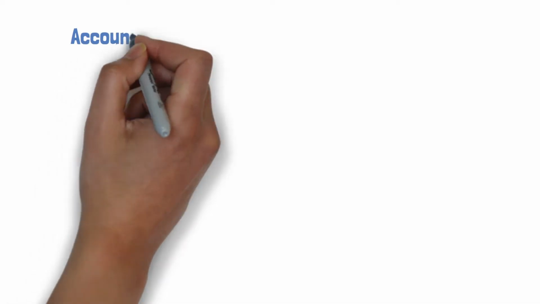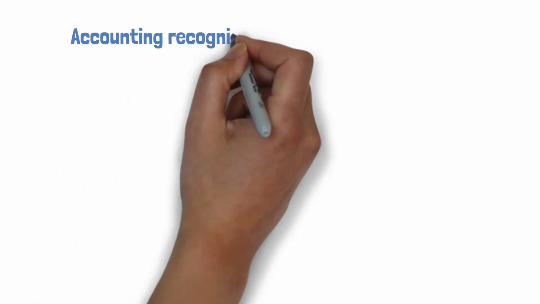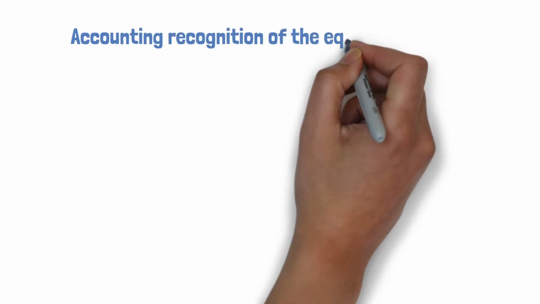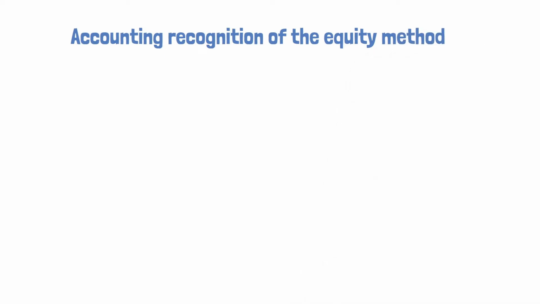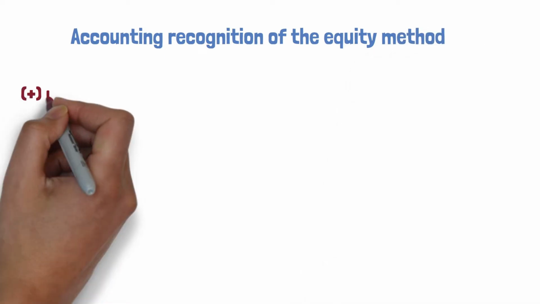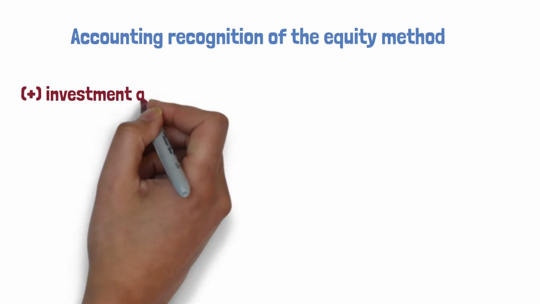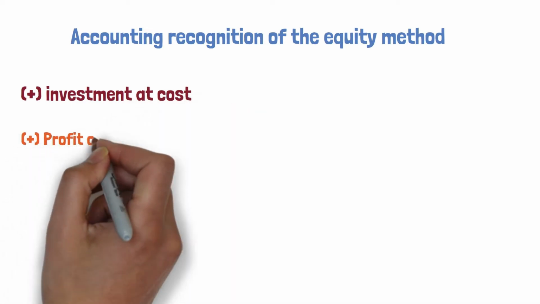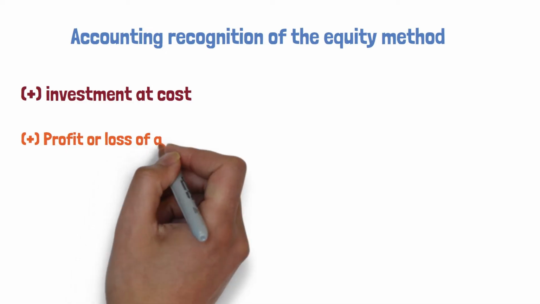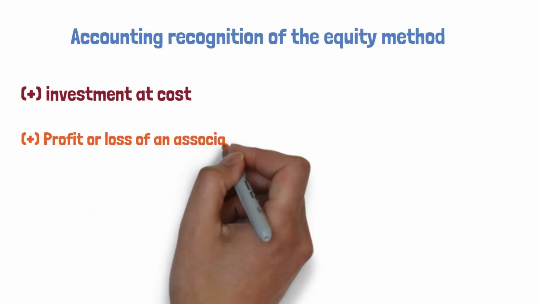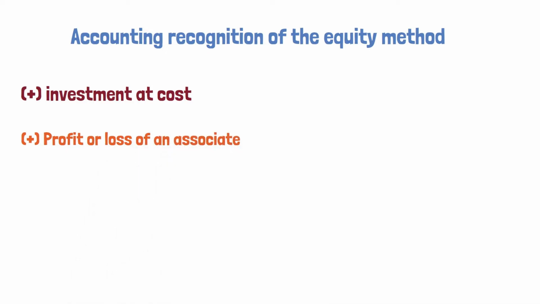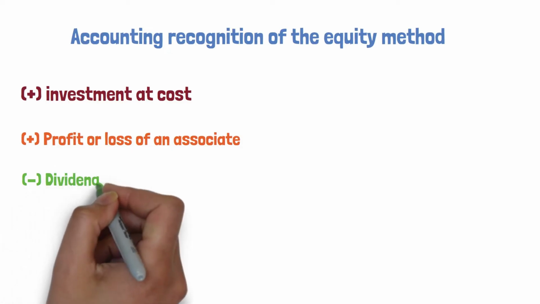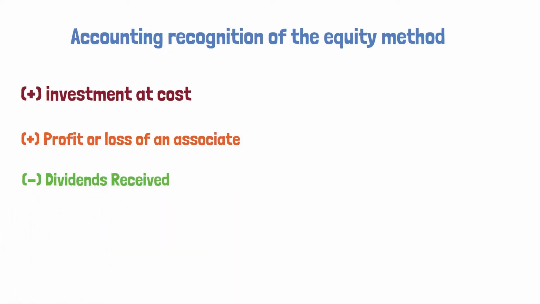So, how is the accounting recognition of the equity method? The accounting recognition, when the equity method is used, consists of the initial recognition of an investment at cost and the subsequent adjustment to show the increases or decreases in the proportional part of the profit or loss of an associate. In addition, the investment may be affected by distributions made by the associate. In other words, these distributions will reduce the carrying amount of the investment.